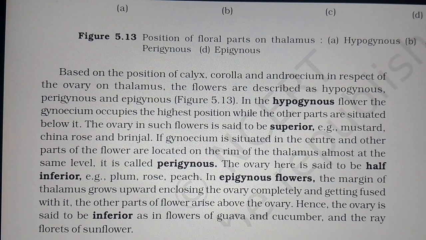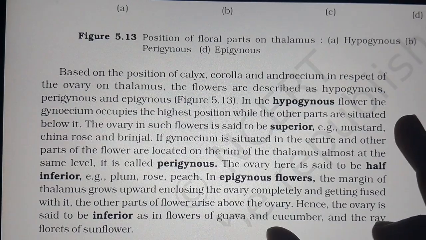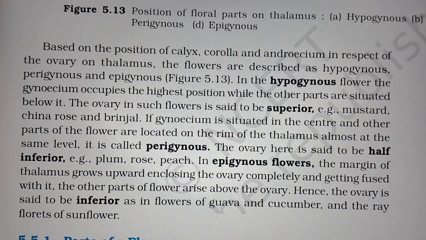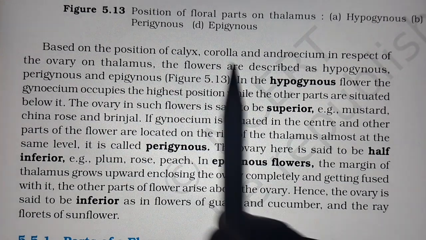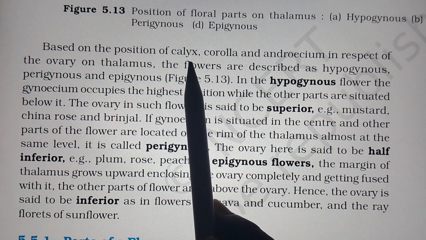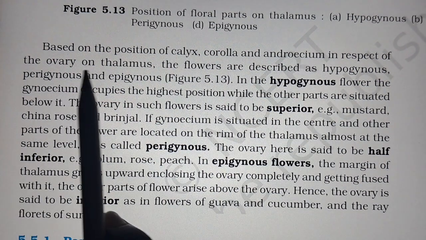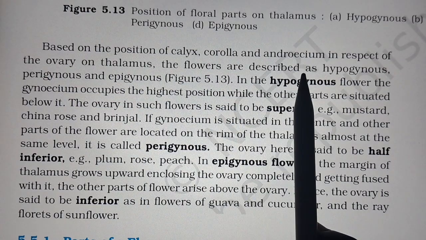Next, the most important one, because the most questions may be asked from here, either in your exams, even for the state. This topic is very much important: hypogynous, perigynous and epigynous. How do you say what is hypo, what is epi and what is peri? It depends upon the positions of calyx, corolla and androecium in respect of ovary and thalamus.